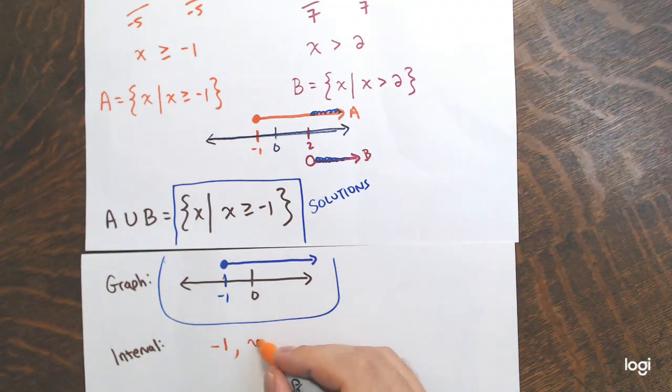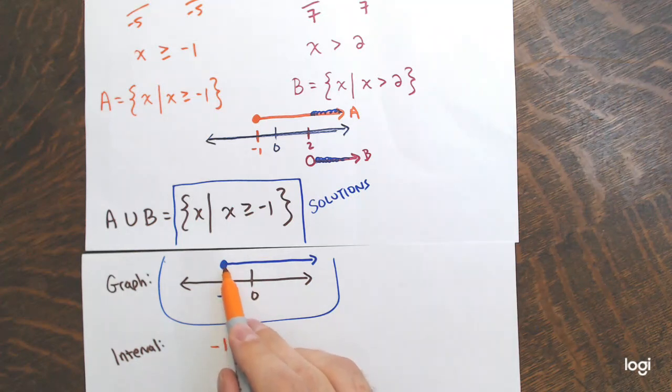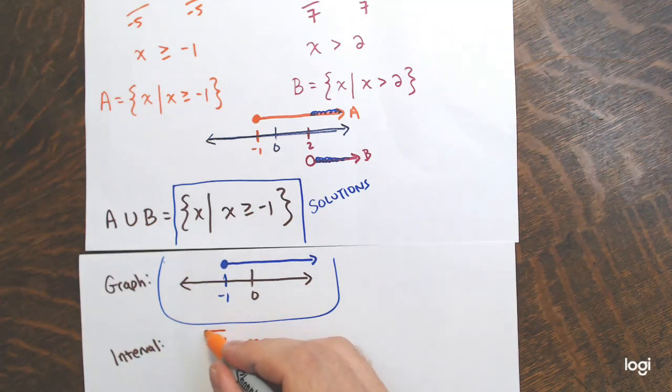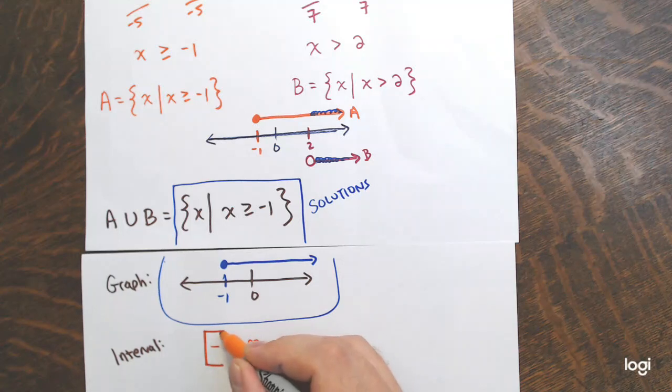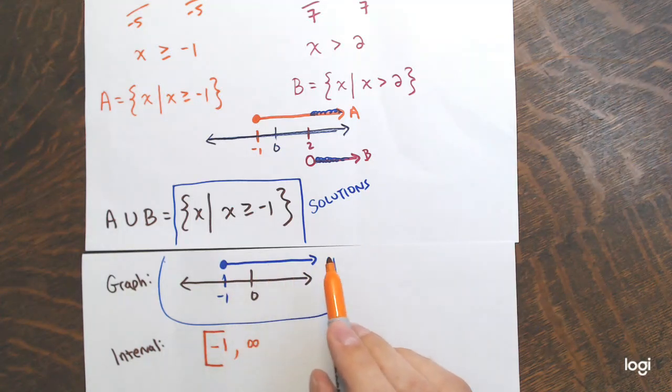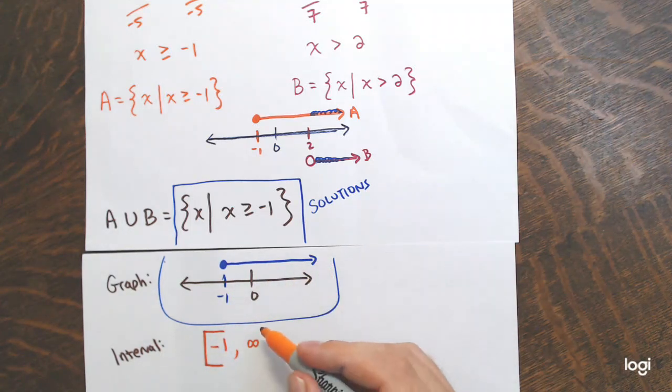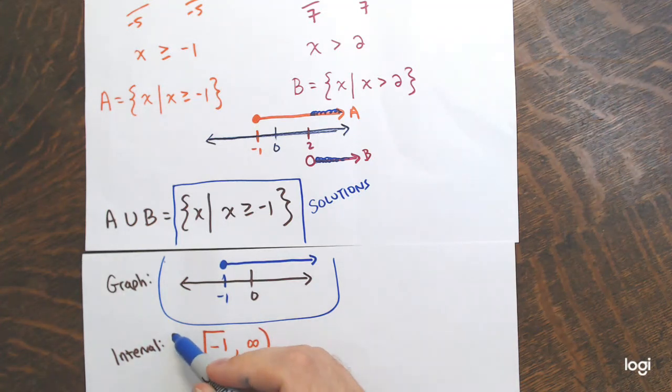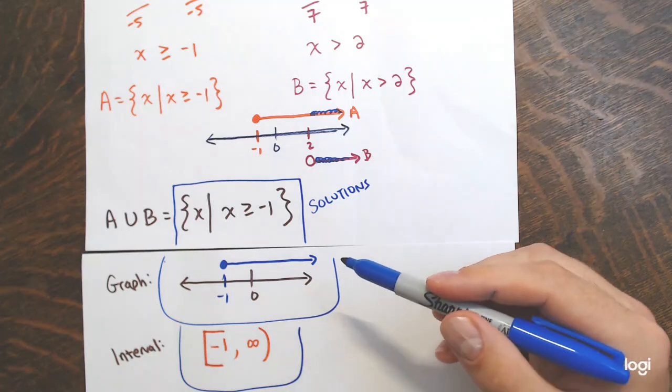So I indicate that with infinity. -1 is a solution, so the square bracket, the rectangular bracket, around -1. And then infinity is not a number, so always parentheses on that. And there you go. That's the interval notation for that set of solutions.